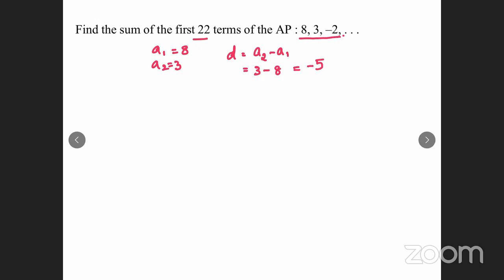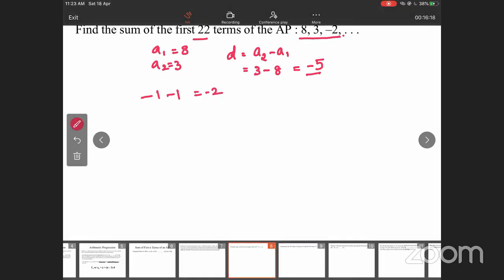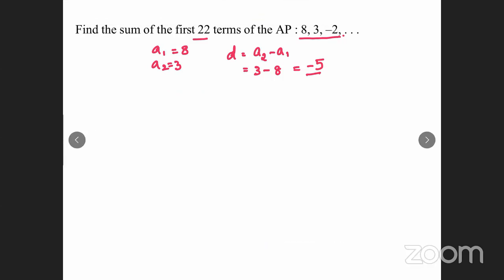So everybody must be getting a panic situation. Why? Because D is minus 5. So if D is minus 5, that's not a problem. If we add minus 1 with a minus 1, we'll be getting minus 2, right? We'll be getting some negative value, not a positive value. So that's not an issue here.